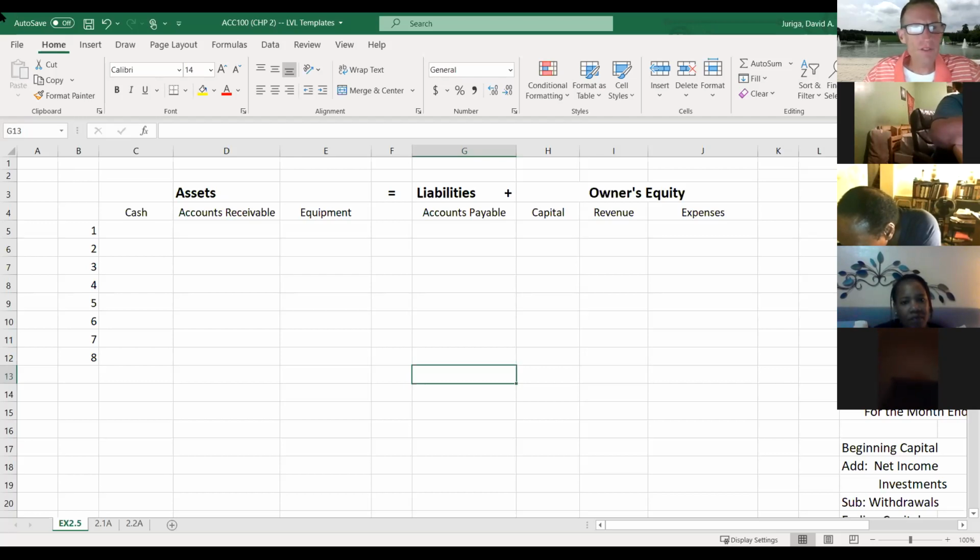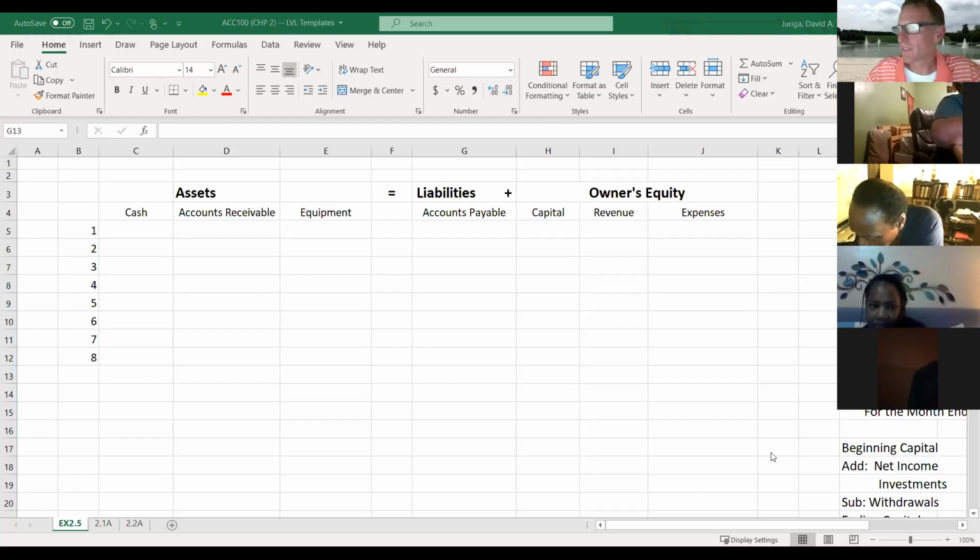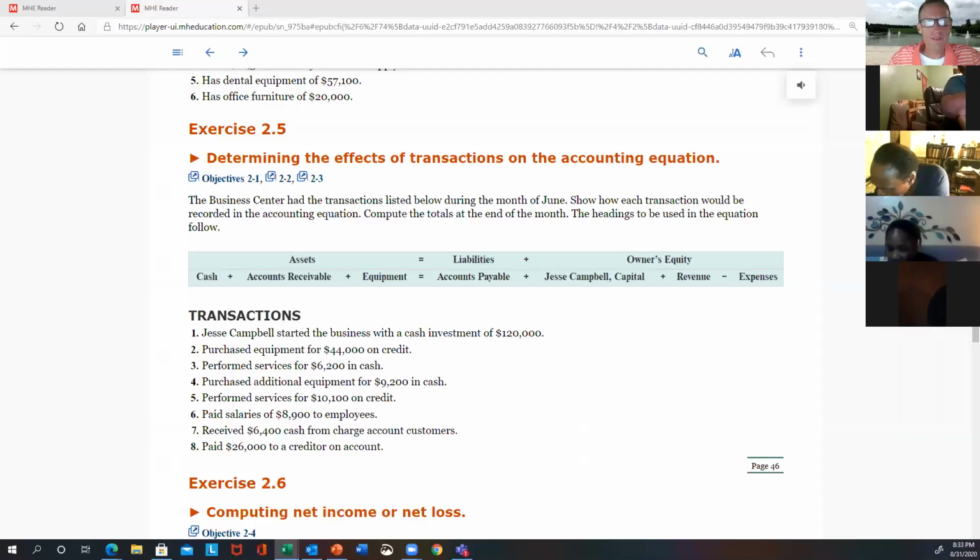But write out this equation. Again, I'm going to be going back and forth between these 2 screens. Just write out this top part. Just put assets and then list the 3. Have 3 different columns. And you have liabilities, which is accounts payable. That's the only one we're going to have. And then have capital, revenues, and expenses. Okay, so I'll give you a moment to do that.